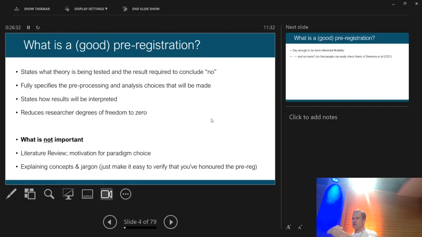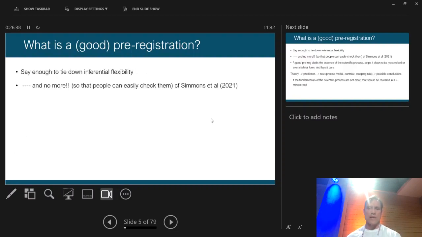If you have a very short pre-reg, you can easily check, did the person do what they say they're going to do? So the moral of that is, say enough to tie down inferential flexibility, but no more. Because then the pre-reg can serve its function of being a quickly checkable document that allows people to see that in your results section, you did all and only in the pre-registered results section what you said you're going to do, that you had tied down inferential flexibility, and here it is. If you have to wade through a ton of stuff to get there, it's going to be very difficult to check.